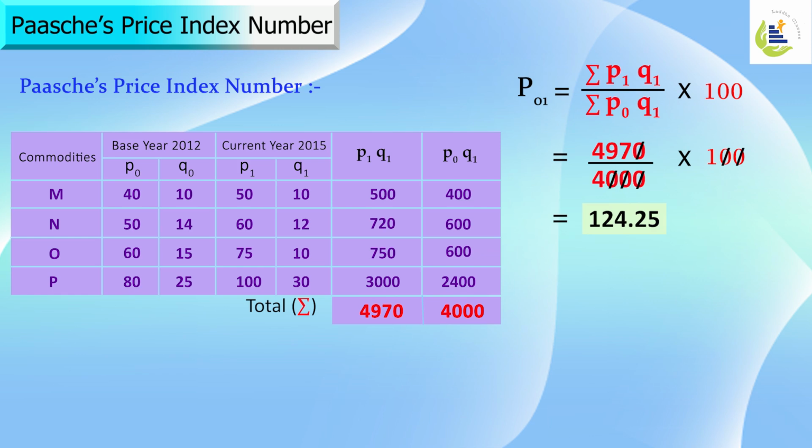So what does this Paasche price index number of 124.25% mean? If in the base year, that is in 2012, the prices were 100 units, the current year's prices will be 124.25 units. So there is a 24.25% increase in the price from 2012 to 2015 according to Paasche. I hope you got a fair idea of how to calculate Paasche's price index number.